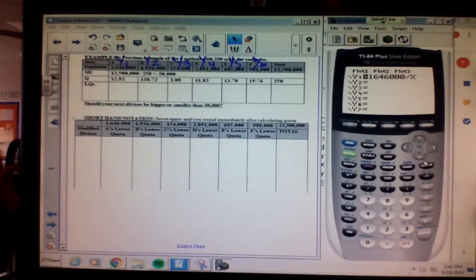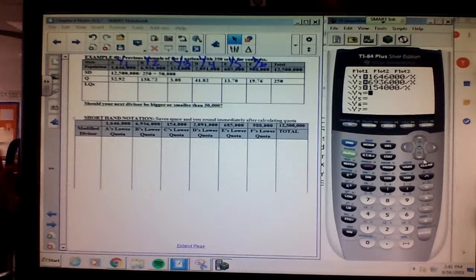You're going to then go down to state B, 6,936,000 divided by x. State C is only 154,000 divided by x. Some of the biggest mistakes, people forget to put the divided by x. Your calculator doesn't know to divide if you don't tell it to.